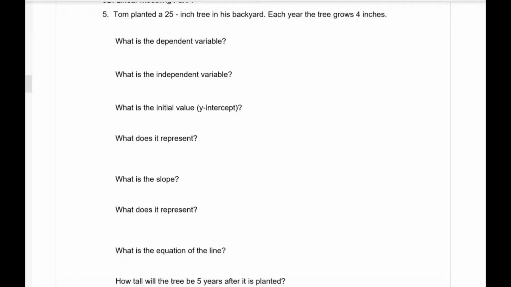What is the dependent variable and what is the independent variable? Now remember that a function shows the relationship between two sets of numbers. And one of my sets of numbers is fairly easy to recognize here. It's the height of the tree in inches. And my second set of numbers is actually the number of years. So which one is the dependent and which one is the independent? Well, how tall the tree is depends on how old it is. So the dependent variable is the height of the tree, and the independent variable is the number of years.